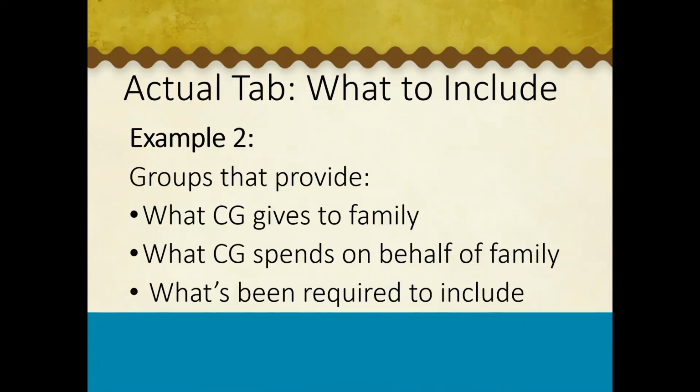So for this example, if you're not able to get a lot of detailed information, we would ask that you include in the actual tab what you as a CG give to the family, what the CG spends on behalf of the family, and then what's been required to be included, so rent and utilities, etc. I don't have this written on this slide, but we would also include what's provided to the family through government.